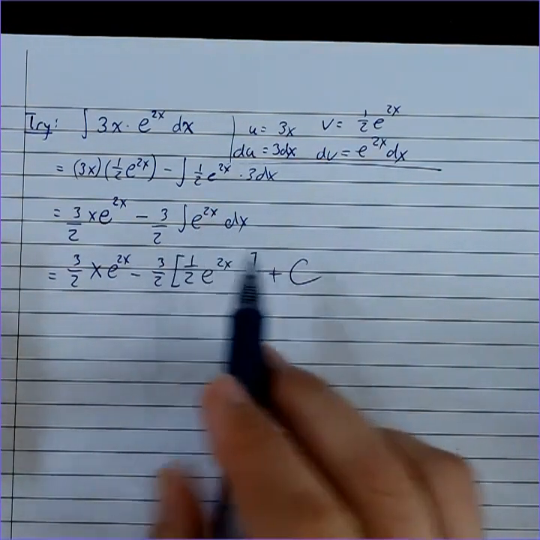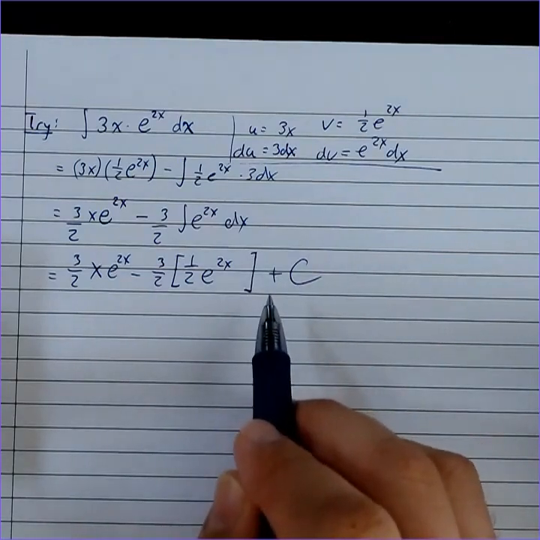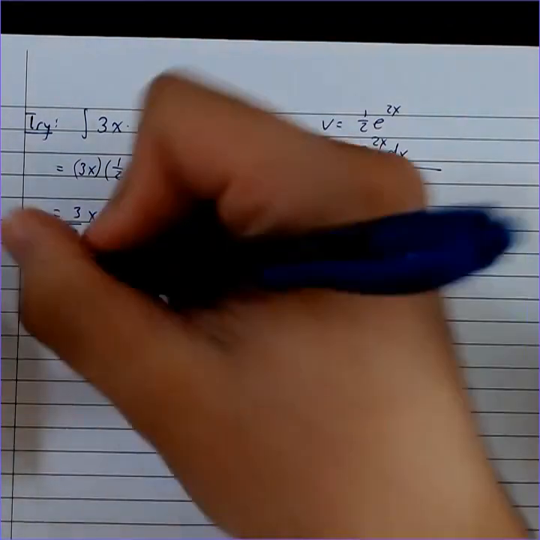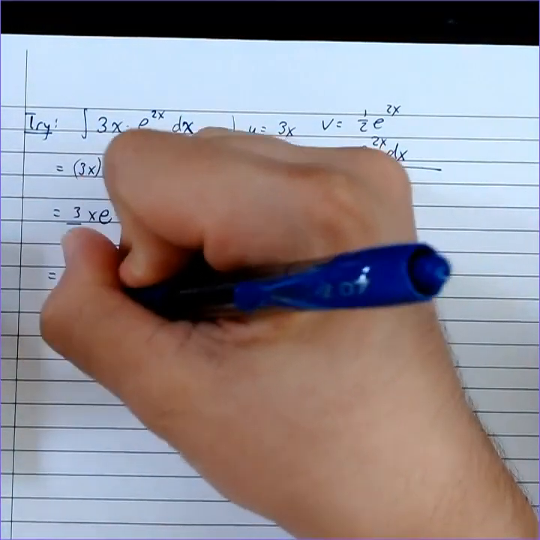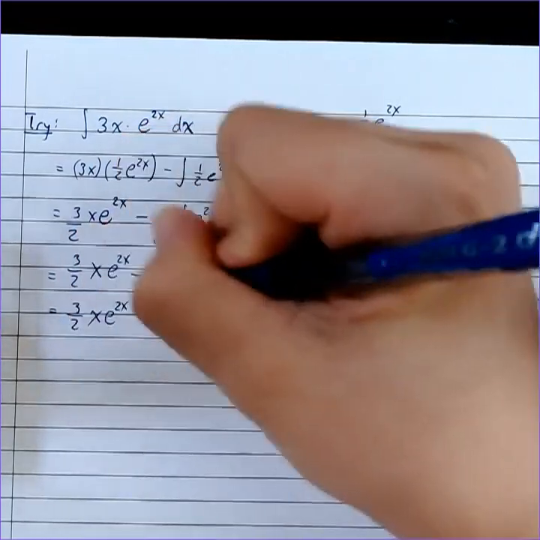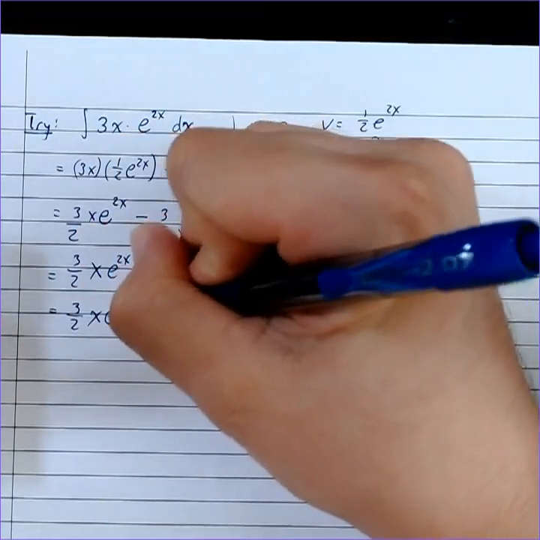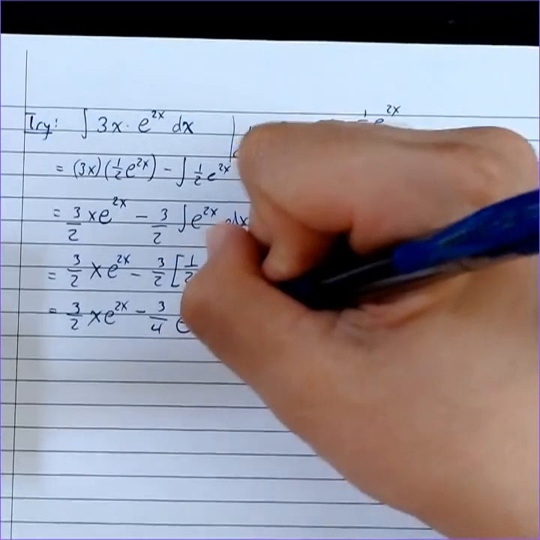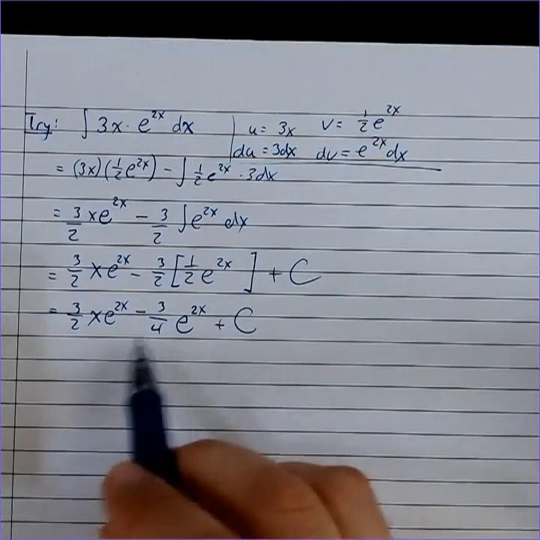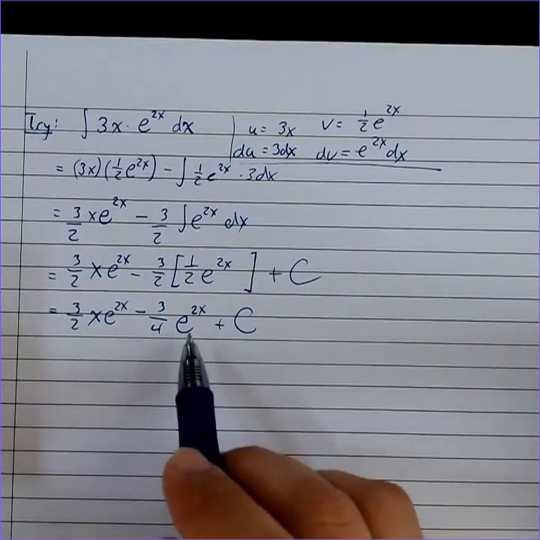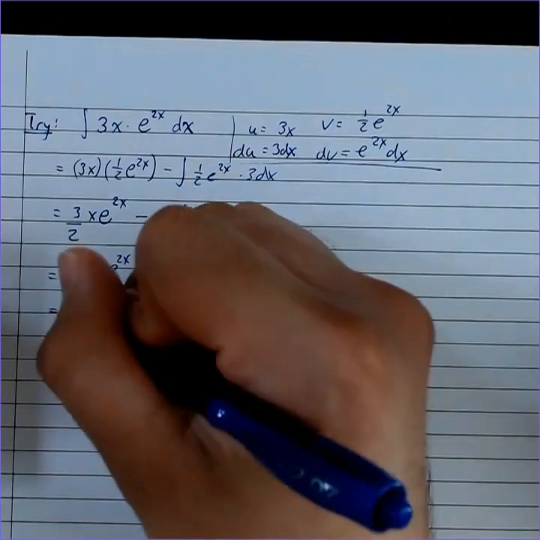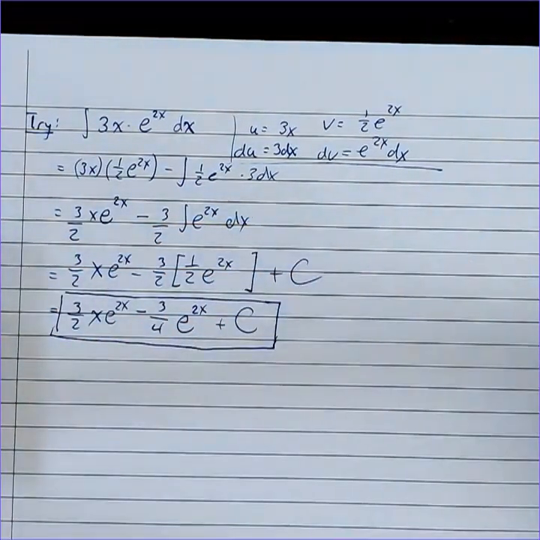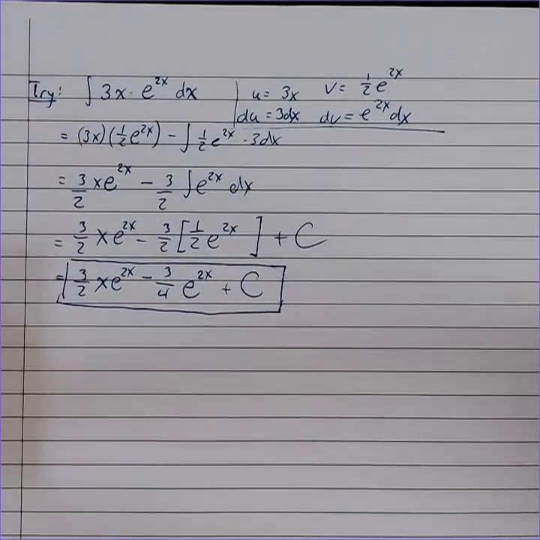Once we've gotten rid of all of our integrals, we go ahead and place our constant of integration there. And note here, these can be multiplied together. So as our final result, we get 3/2 x e to the 2x minus 3/4 e to the 2x plus a constant of integration. There are different ways people write this. Some people will factor out the e to the 2x as a common factor. This will suffice right here. This is good. So this is our integral.